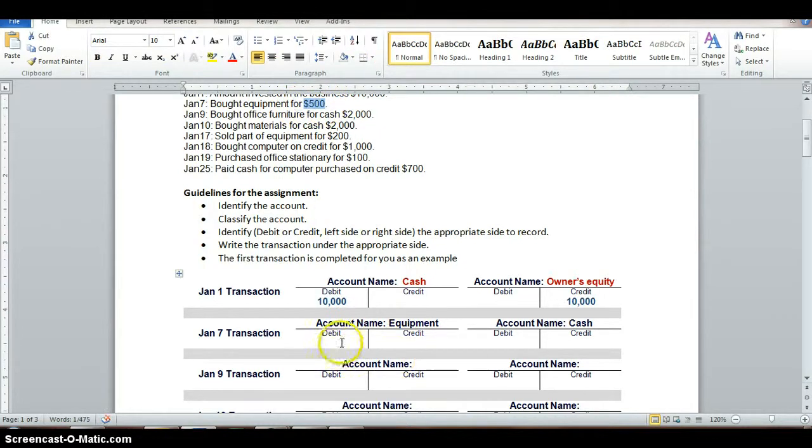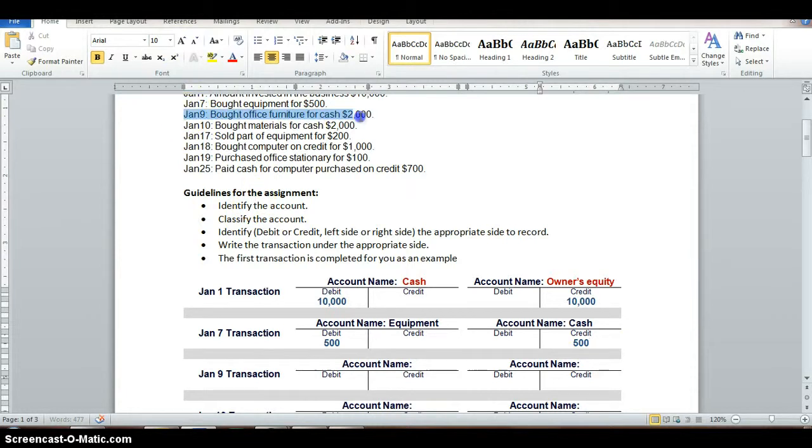So it's the amount of $500, and we need to determine, okay, equipment is an asset account, it's stuff we own. Cash is also an asset account, so they both increase on the debit side and decrease on the credit side. So if we bought equipment for $500, it's going to give me $500 on my debit side. Since we paid cash for that equipment, it's going to decrease my cash account $500. Look at the next transaction.